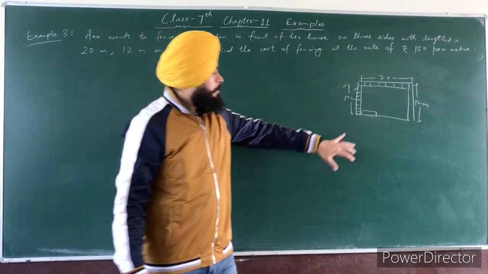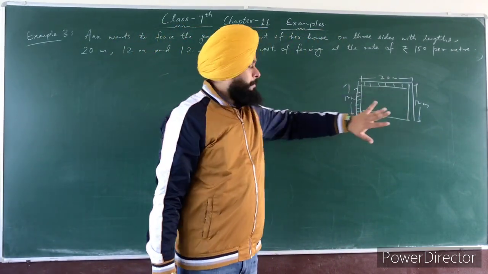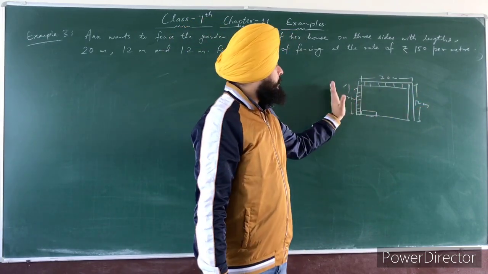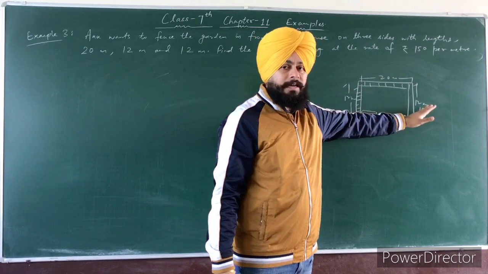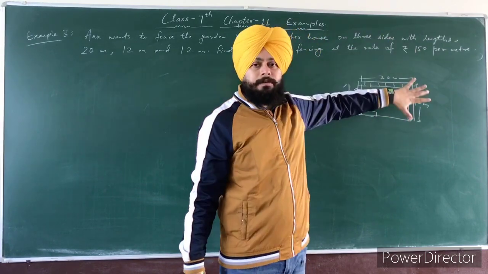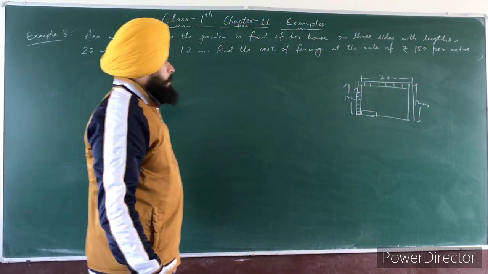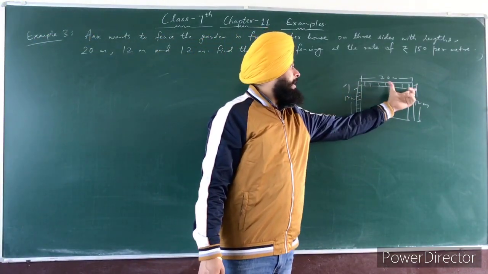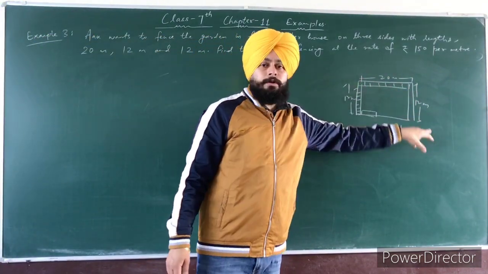Suppose that this is Anu's house. We have to fence its 3 sides: one from the left side, one from the right side and one from the back of this house. Clear? So the lengths of fencing are 20 meter, 12 meter and 12 meter.